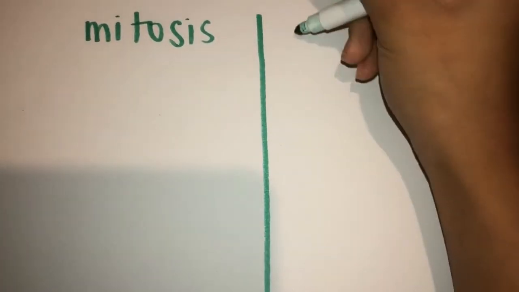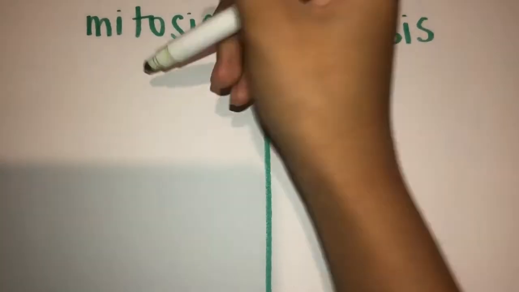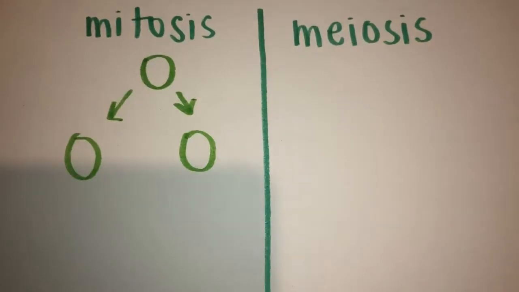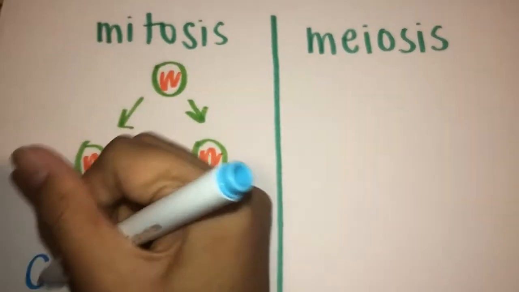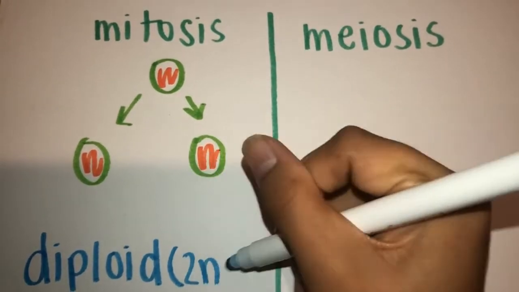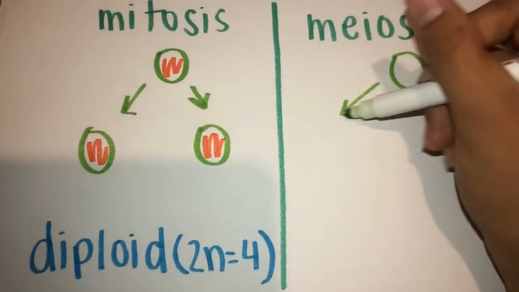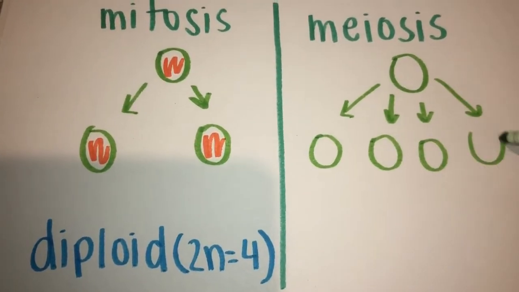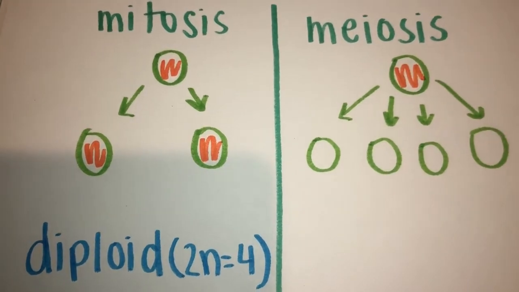The main difference between mitosis and meiosis is that mitosis results in two genetically identical diploid cells. Diploid means that each cell has two chromosomes at the end of mitosis. N equals 2, which is the number of chromosomes. At the end of mitosis, 2n equals 4, so each cell has 4 chromosomes.